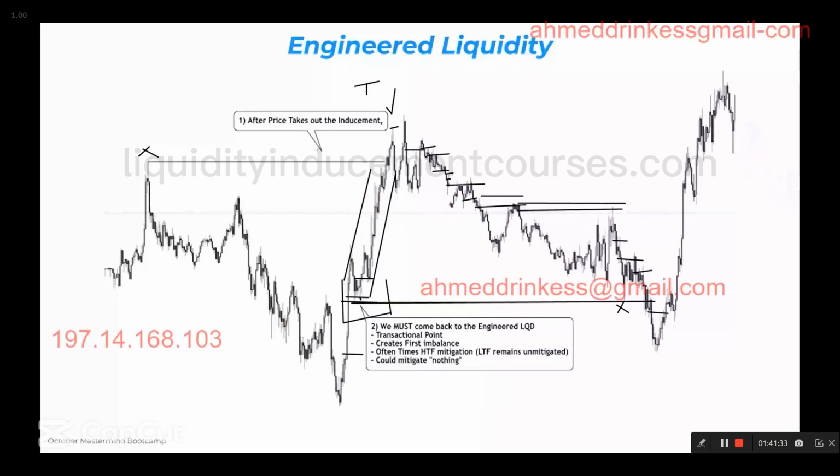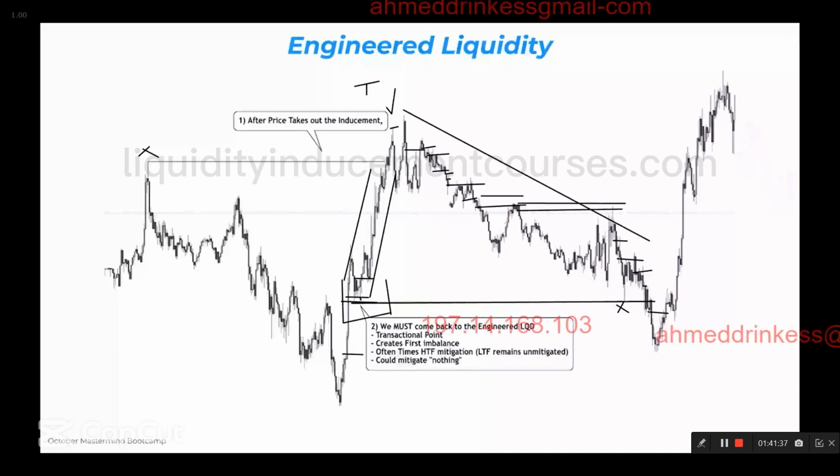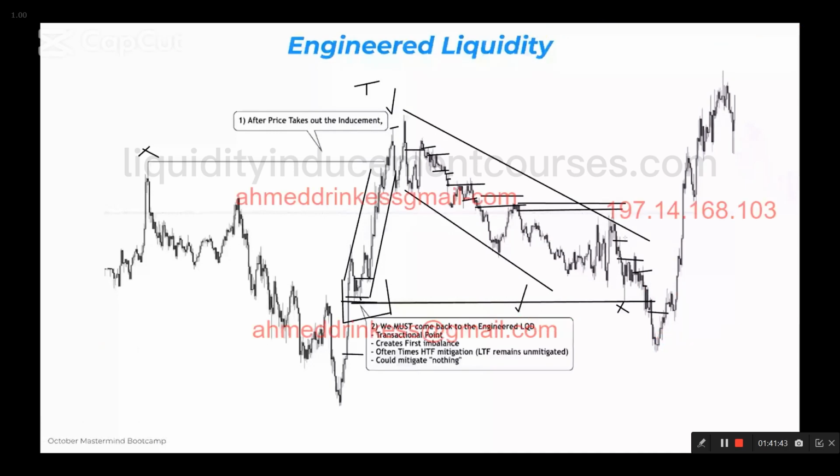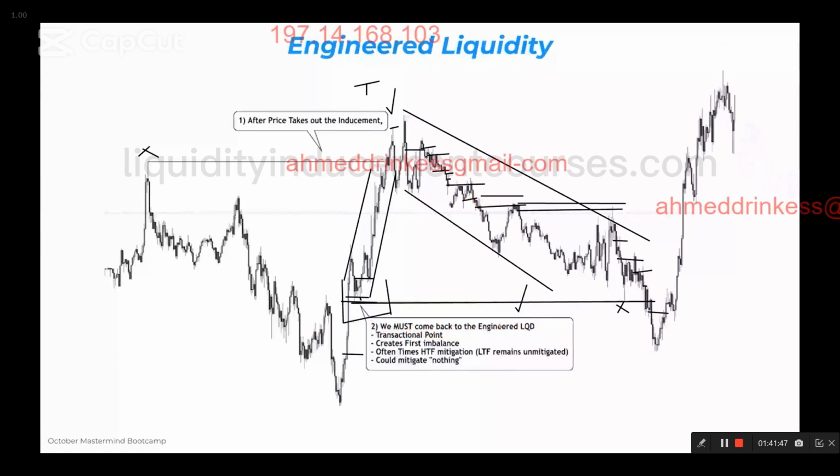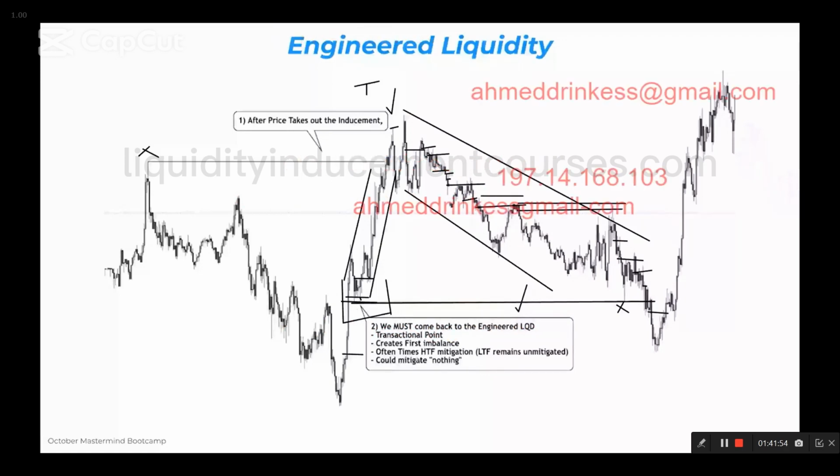So that allows you, after the trap, after the inducement, all you do is focus on this internal trend because it has to take out this wall. You're just going to follow the order flow to take out the wall. And again, we must come back to the engineered liquidity. It's a transactional point. It happens after that first imbalance.